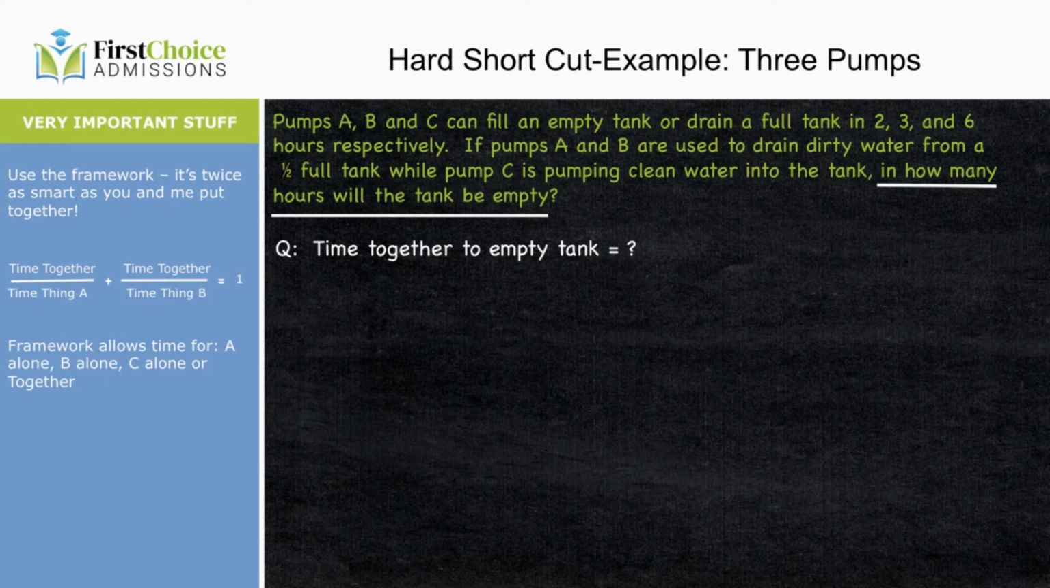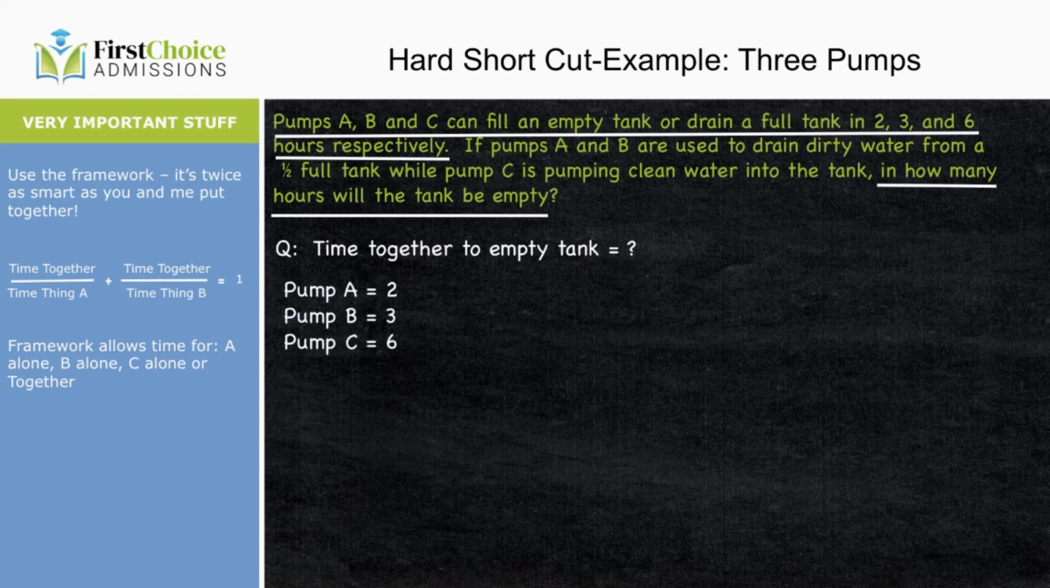All right, what are we given here? Well, pumps A, B, and C can fill an empty tank or drain a full tank in 2, 3, and 6 hours respectively. We are given each pump's individual time. What's next? Rely on the framework. We have 3 things working, so we need 3 fractions. We know that for sure. We even know what's going to be in the denominator of each fraction, because each individual's time goes into the denominator, and we know the numerator too, because the numerator is time together, and that is what we are being asked to find.